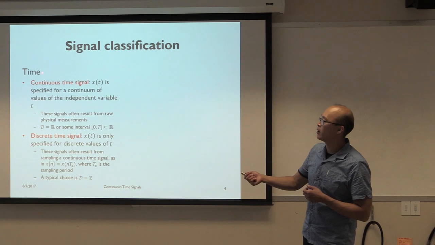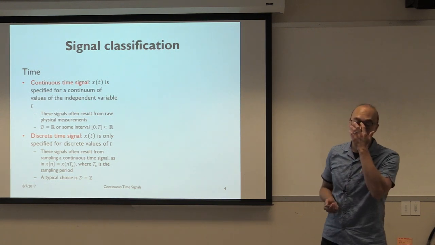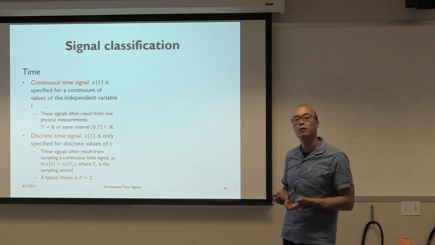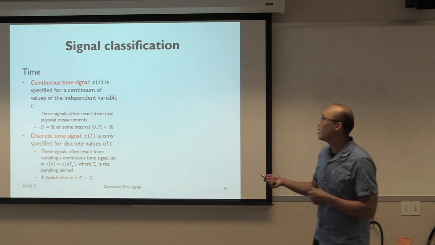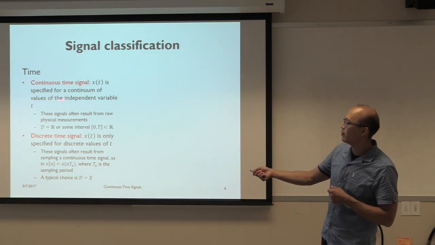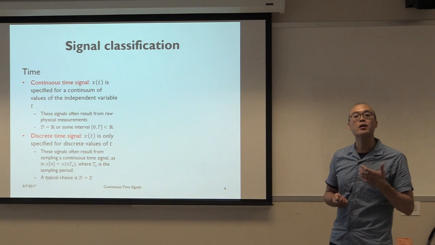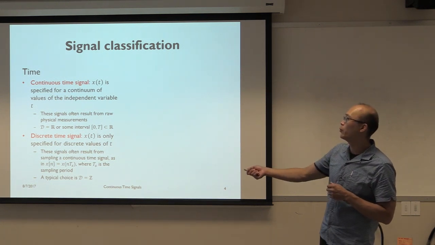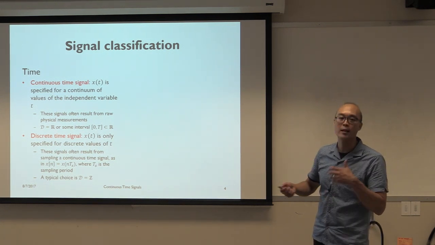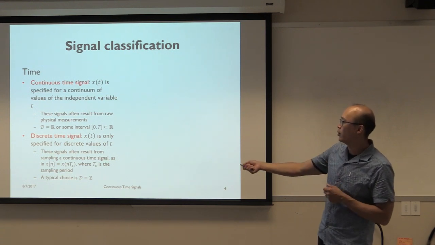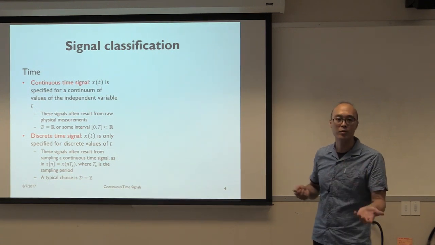So for instance, let's take time as our independent variable. In this case, we can classify signals as being continuous time or discrete time. A continuous time signal is one where the independent variable t takes on any continuum value within the real number set. So the domain is any real number. Or the domain could be an interval within the real number set.